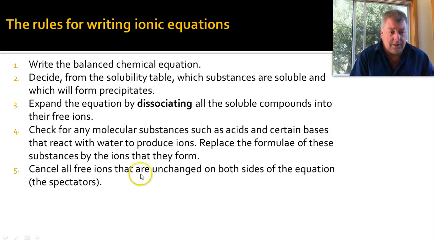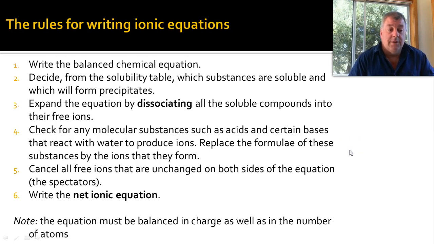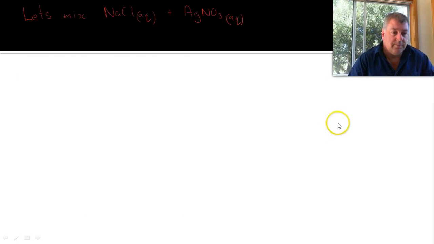We cancel anything that's the same on both sides of the equation. So anything on the reactant side and anything on the product side that's the same, we get rid of, and then we're left with the net ionic equation. Note, the equation should be balanced in charge as well as balanced in the number of atoms. The number of atoms should be okay, because if we've done the balanced chemical equation, that balancing just flows down into our ionic equation.